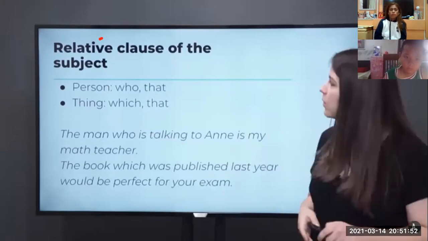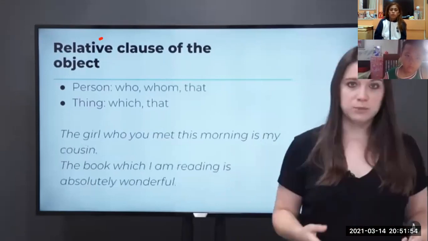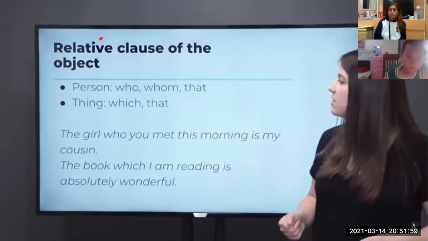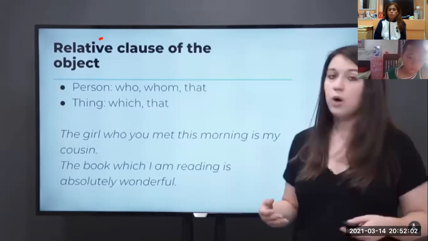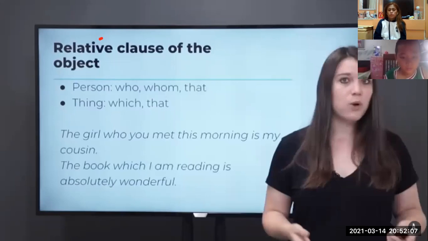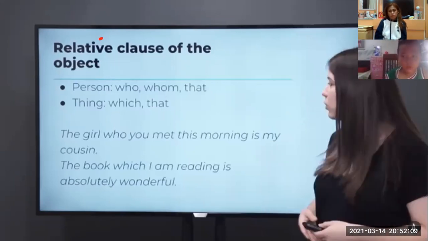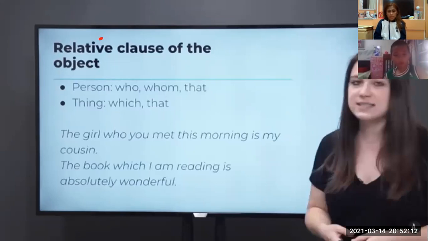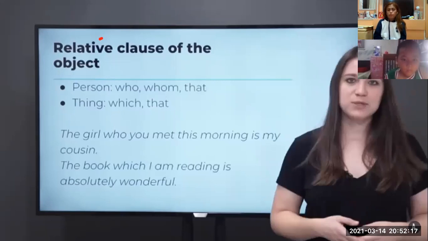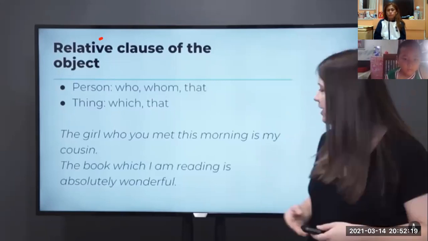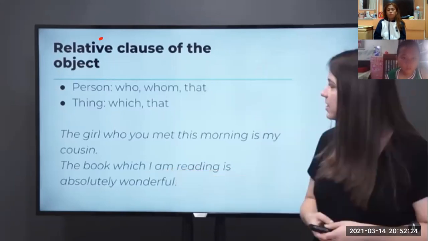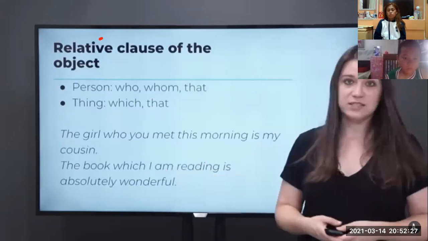So what if the relative clause is of the object? If the object is a person, then we use who, whom, or that. If it is a thing, we use which or that. For example, the girl who you met this morning is my cousin. The book, which I am reading, is absolutely wonderful. Here we have which, followed by an object. That is why we need to use this relative pronoun.